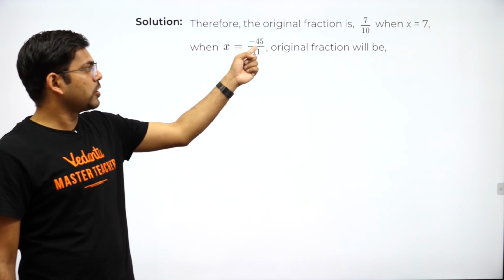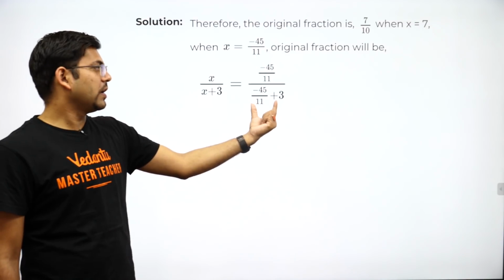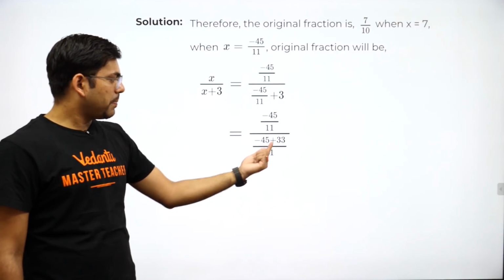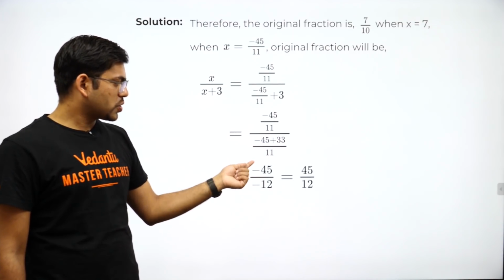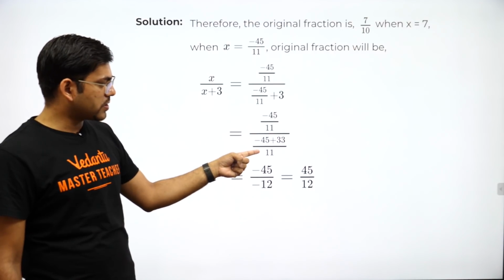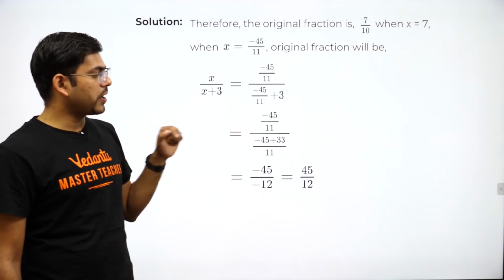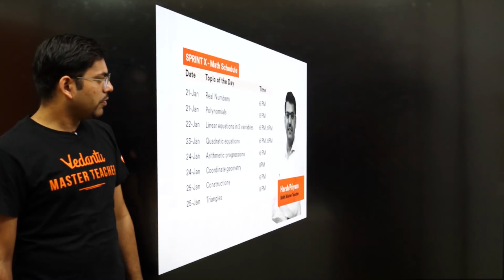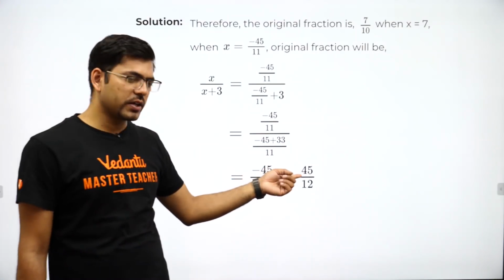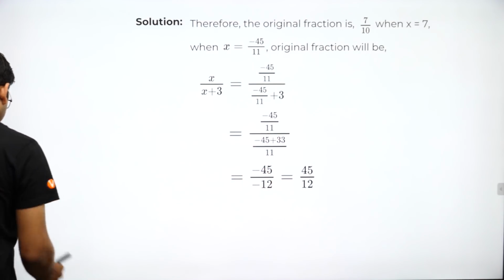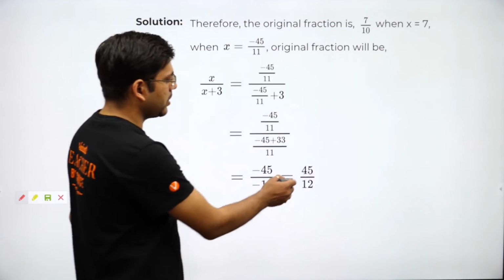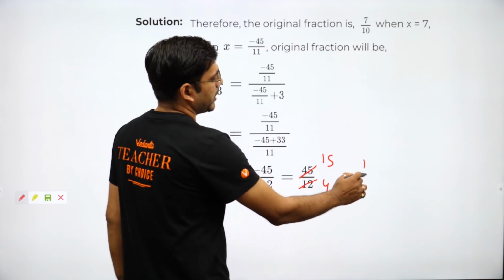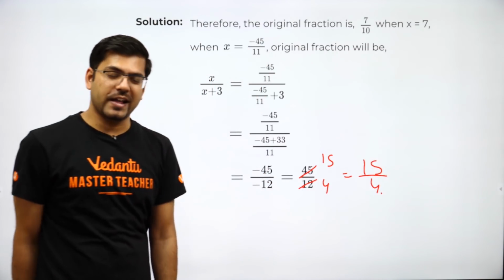For the original fraction, this is the numerator, then the denominator would be that added by 3. Now we need to solve them. So when we solve, minus 45, 11 into 3 is 33. 33 minus 45 is minus 12. And both 11s got cancelled. Minus 45 by 12. Cancelling the negative sign, 45 by 12 you can simplify even further. I'll simplify it for you guys. Dividing by 3, it will be 15, and dividing by 3, it will be 4. So you will get 15 by 4 as the final answer.